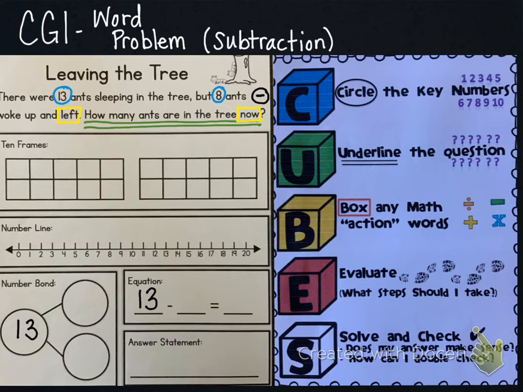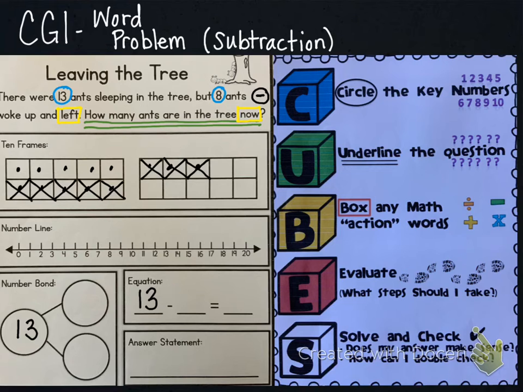Now we're going to go back up to our 10 frame. We're going to use our tool. So the first thing we're going to do is, since it says 13, we are going to put 13 dots in our 10 frame. Now, it says there were 13 ants sleeping in the tree, but 8 ants woke up and left. Since 8 woke up and left, we need to cross out 8 of those dotted boxes. So we're going to go 1, 2, 3, 4, 5, 6, 7, 8.